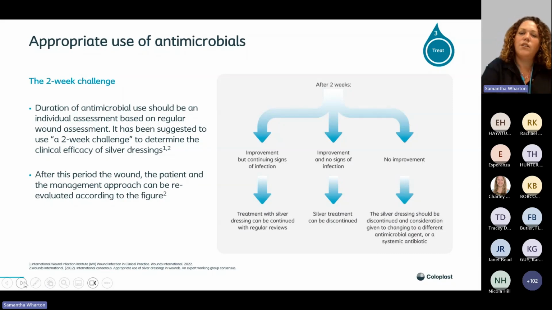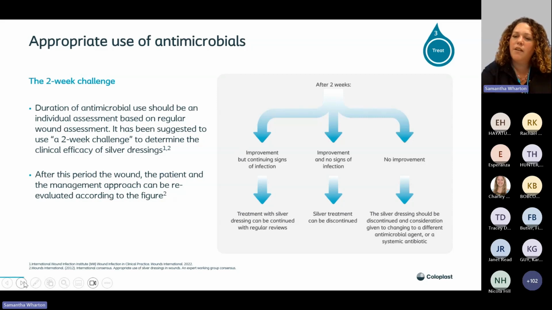And this is just a nice guide to show you. It just shows if after 2 weeks there's been improvement, but there's continuing signs of infection, then do continue with that treatment of silver dressing. It doesn't mean that you only use it for 2 weeks and then you stop. It's just that after 2 weeks, you do a really good reassessment and make sure there's been progression. If after 2 weeks there's been improvement and the signs of infection have gone, then stop the silver. You don't need to be using it anymore.